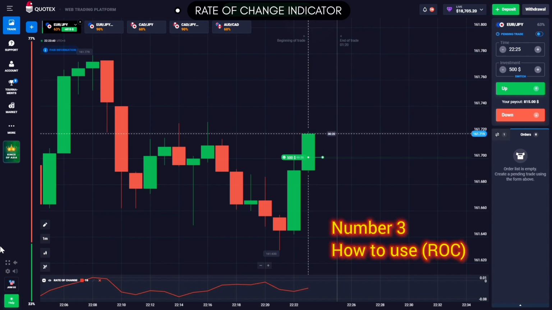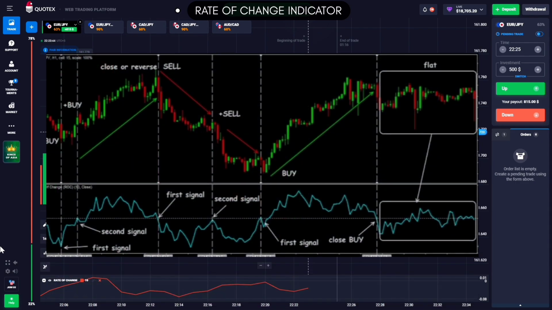Number 3. How to use the rate of change indicator. Trend following strategy. Buy signal, when ROC crosses above zero and continues to rise. Sell signal, when ROC crosses below zero and continues to fall.